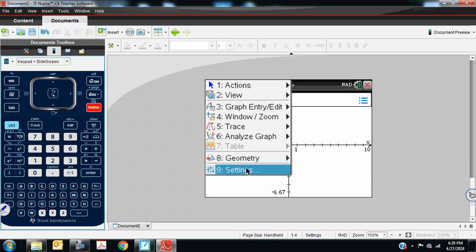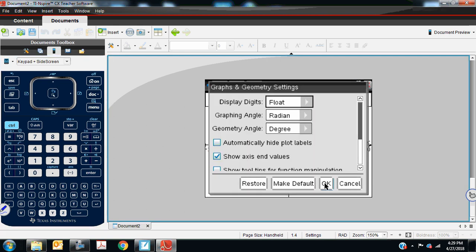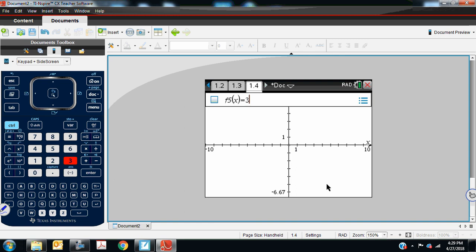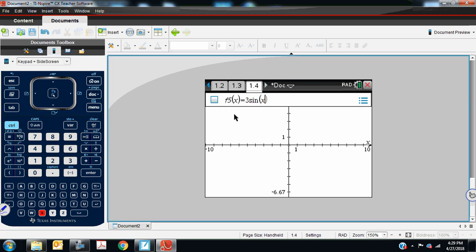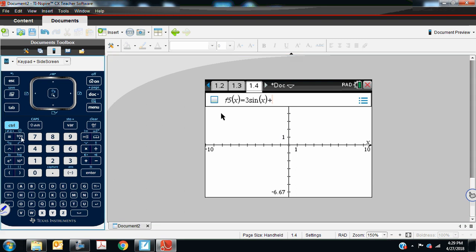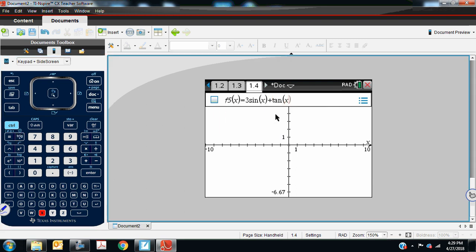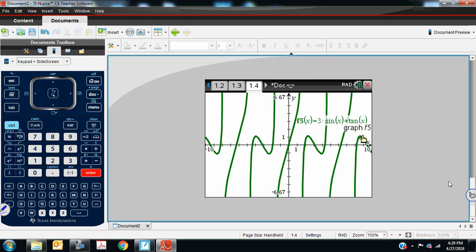Double check that my graphing angle is in radians, just so you're always in the habit of doing that before you enter a trig function. And the function was 3 sine x plus tan x. Hit enter. It's a crazy looking graph, which is why we wouldn't be able to solve this on our own. And we're looking for all solutions between 0 and 2 pi.